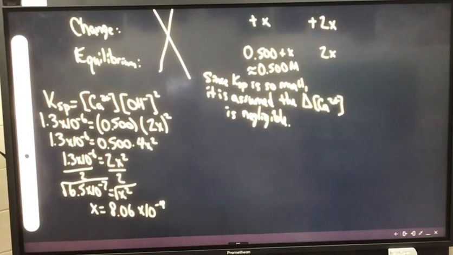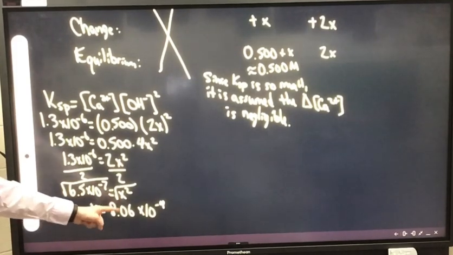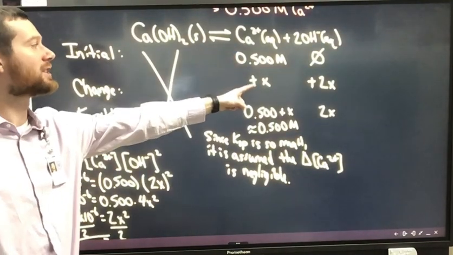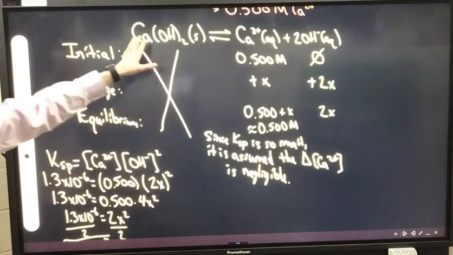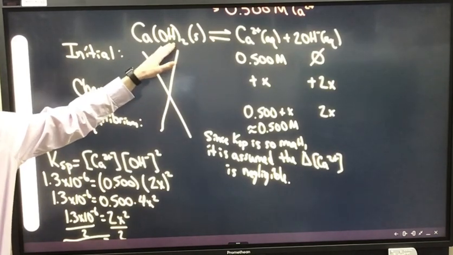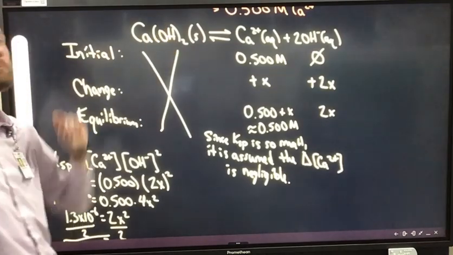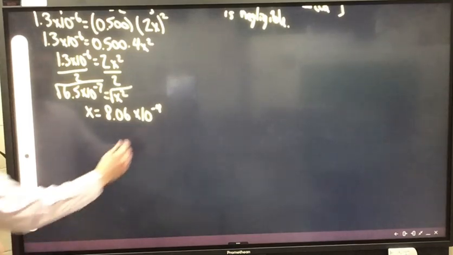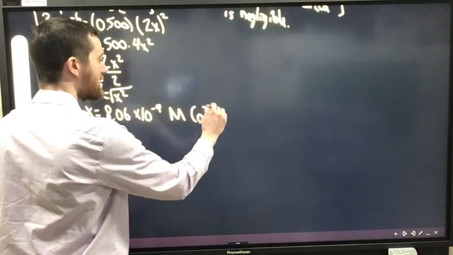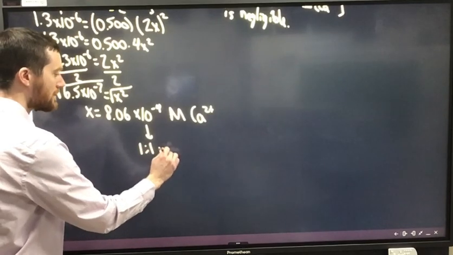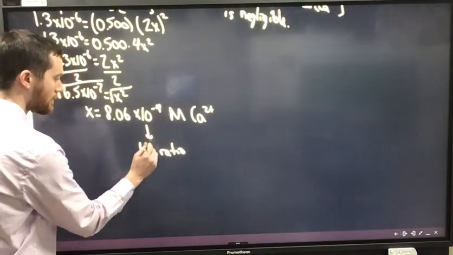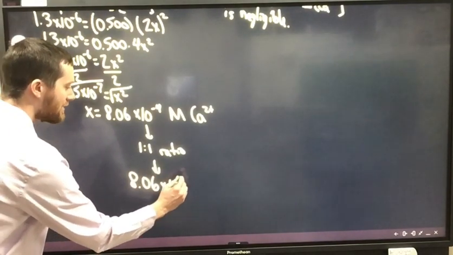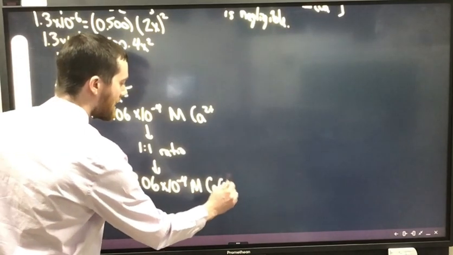Now let's pause and evaluate what we just solved for here. We said x is this tiny number. Up here, we said that x was our change in this calcium. Well, this change in the calcium is coming from however much of this calcium hydroxide dissociates. So once again, by finding this calcium, we found the molar solubility of our calcium hydroxide. This 8.06, while technically the molarity of the calcium ions, is still a 1-to-1 ratio. So this is also the molar solubility, 8.06 times 10 to the negative fourth molar calcium hydroxide.